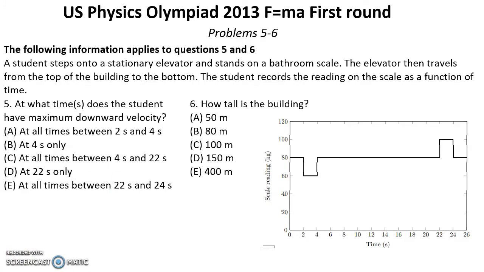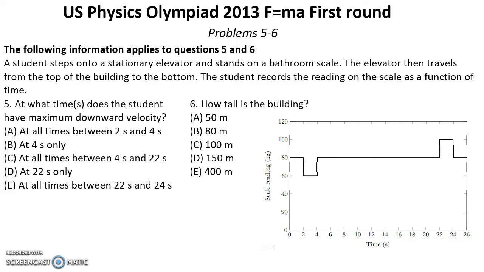Problems 5 and 6. The following information applies to questions 5 and 6. A student steps onto a stationary elevator and stands on a bathroom scale. The elevator then travels from the top of the building to the bottom. The student records the reading on the scale as a function of time. Question 5: at what times does the student have maximum downward velocity? Question 6. How tall is the building?